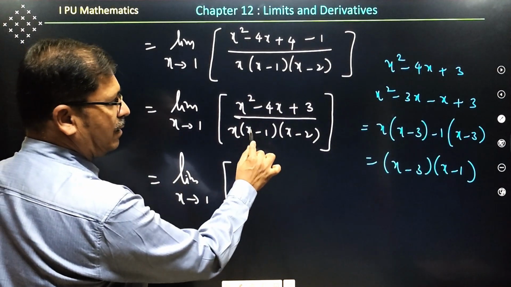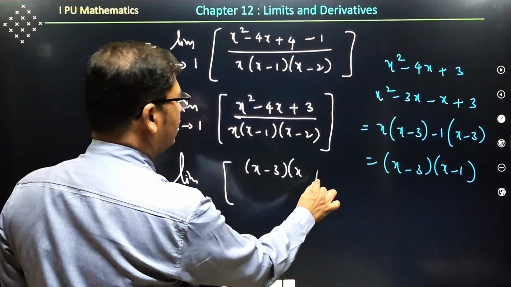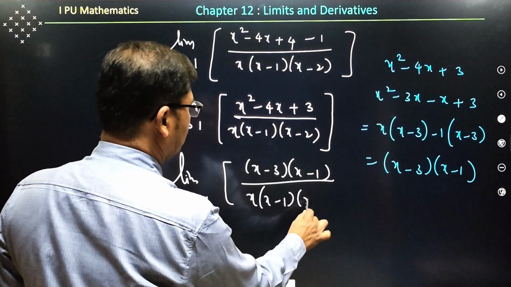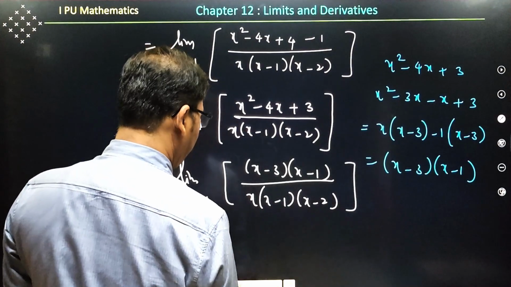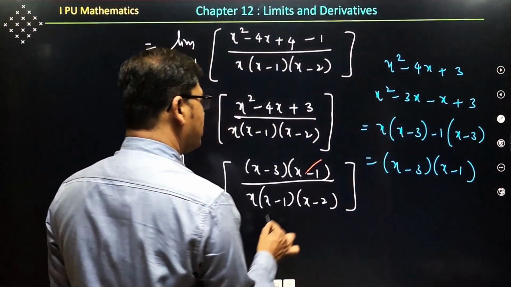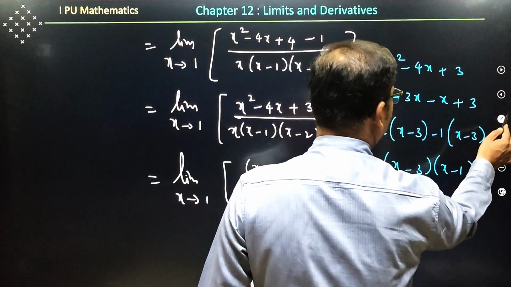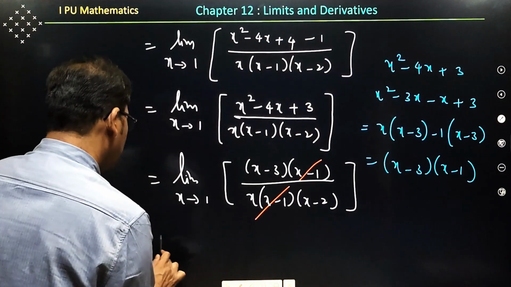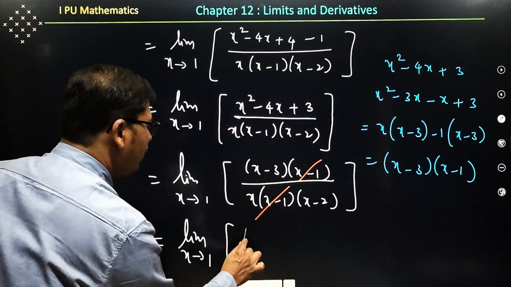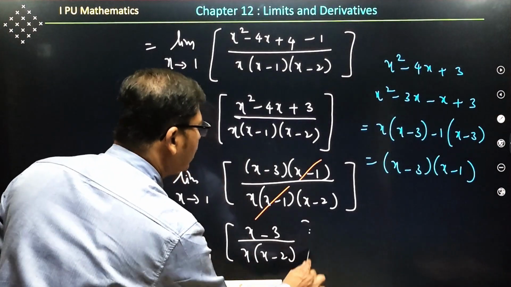So this is x minus 3 into x minus 1 divided by x into bracket x minus 1 into x minus 2. Now it is the time to eliminate x minus 1 and x minus 1. If you cancel x minus 1 and x minus 1, remains what? You see what remains? Limit x tends to 1, x minus 3 divided by x into bracket x minus 2 remains.